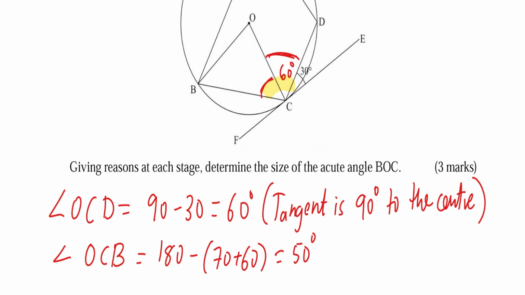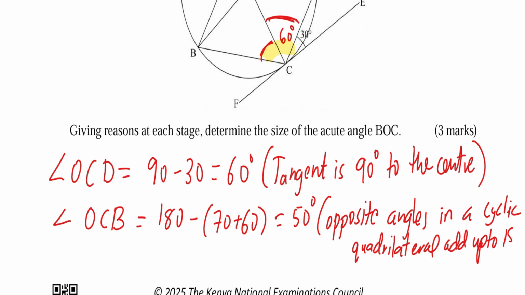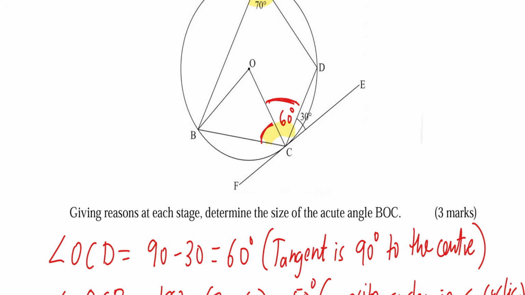So how did you get that? We said opposite angles in a cyclic quadrilateral add up to 180 degrees.